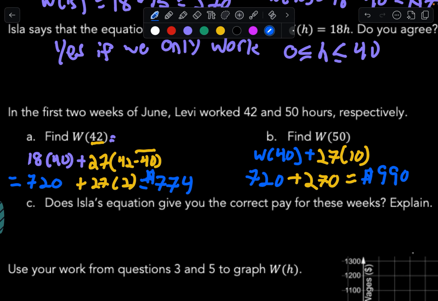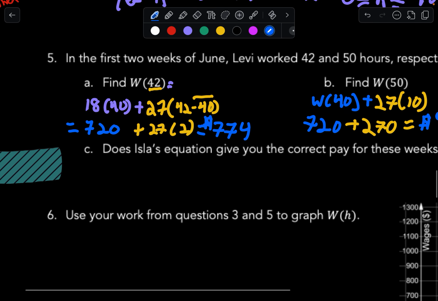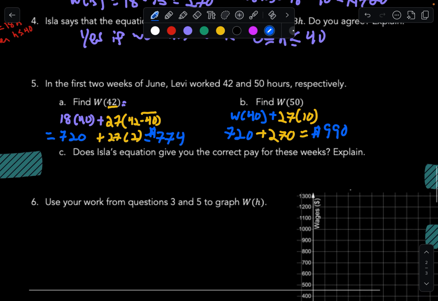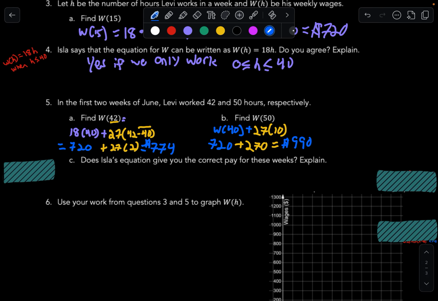Okay. Does Isla's equation give you the correct pay for these weeks? And the answer is no. We have to modify it.